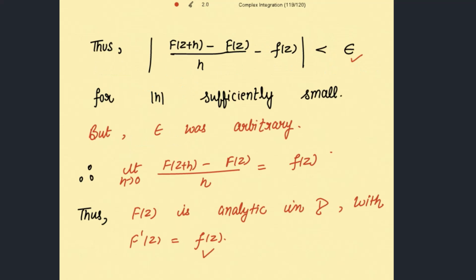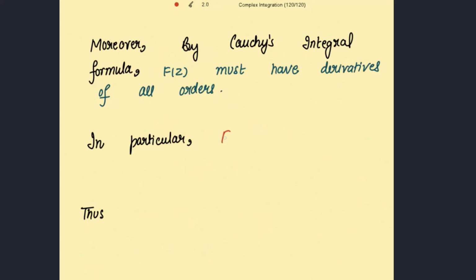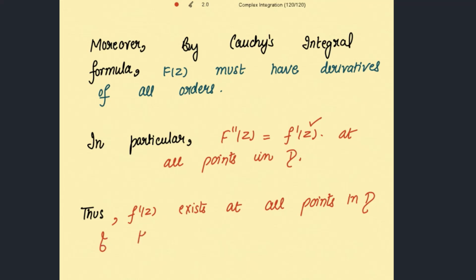So if we get the result that the first derivative of this capital F(z) is equal to f(z), then the second derivative of capital F(z) will be equal to the first derivative of f(z). So in particular, the second derivative of capital F(z) is equal to the first derivative of f(z) at all points in D. Thus, this f'(z) exists at all points in D, and hence f(z) is analytic in D. Hence proved. Thank you. Stay blessed.